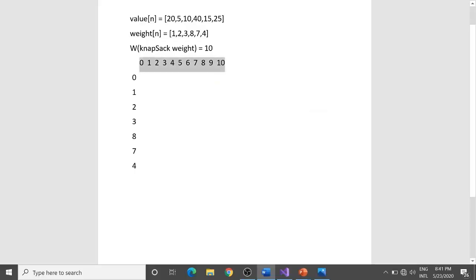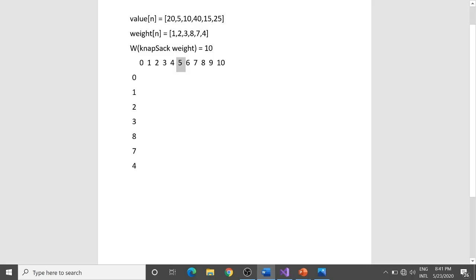What were we recursing for? We were recursing for 10, we were recursing for 6, then 6, 3 over here, then 3, then 1. What are these values? These are the values which say that my knapsack can hold only this much weight now. So that's what we would be doing: at this point my knapsack can hold only a weight of 2, my knapsack can hold only a weight of 5, and so on.